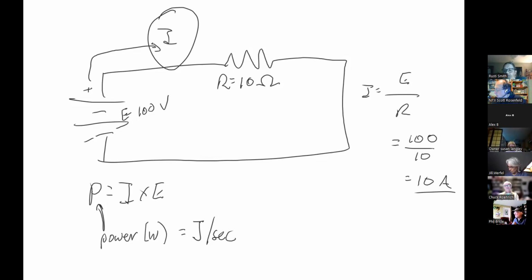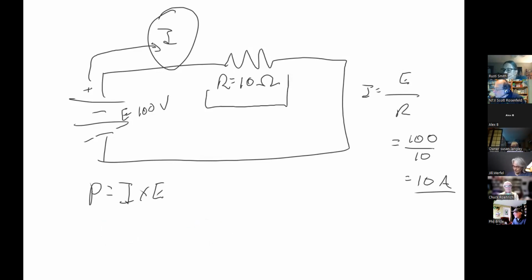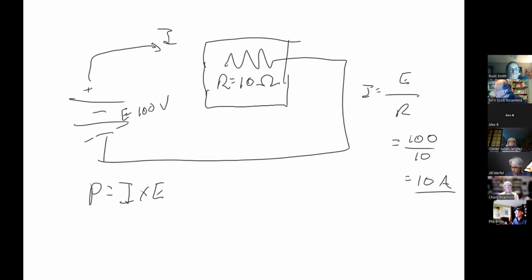So what we're going to say now is, since we have this formula that says P is equal to I times E, how much power is this resistor going to be dissipating as heat? Well, we know that our current is no longer unknown. We know that our current is equal to 10 amps. And we know that our resistor is going to be 10 ohms because we just drew it that way.